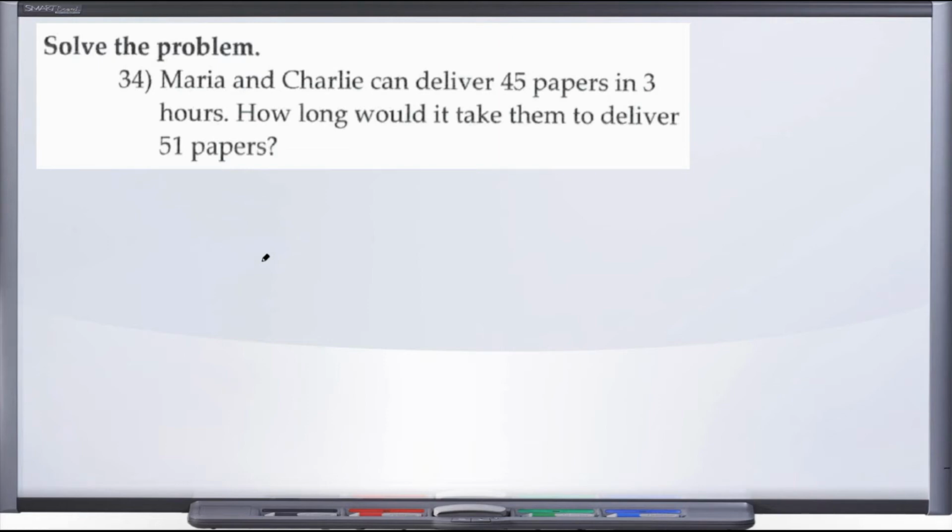All right, number 34, solve the problem. And now we're getting into the last section of the practice test here. Everybody's favorite, word problems. But let's go ahead and we'll just take it step by step and hopefully dispense with these with some ease. And number 34 says, Maria and Charlie can deliver 45 papers in 3 hours.